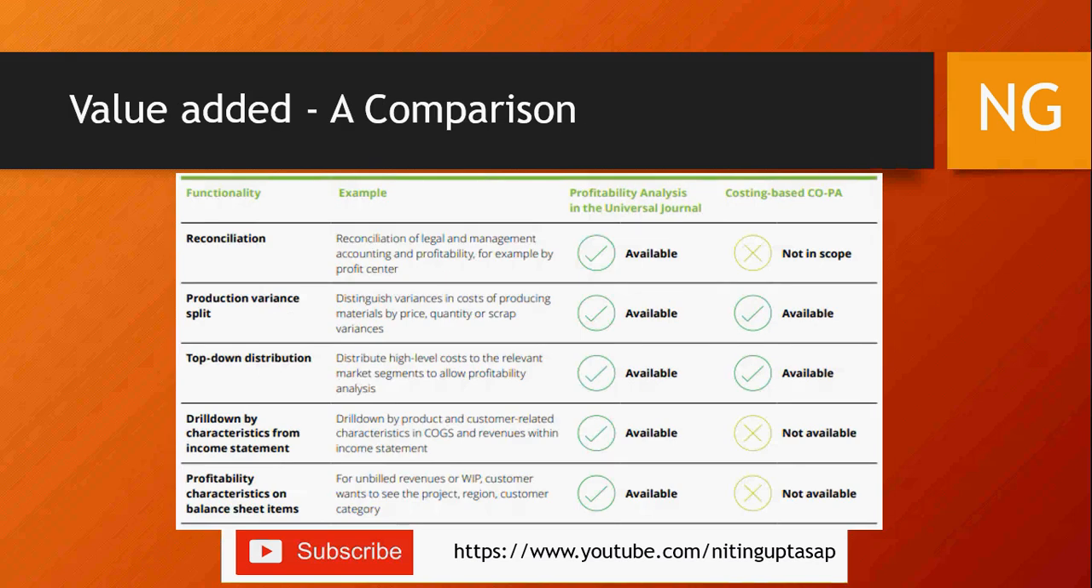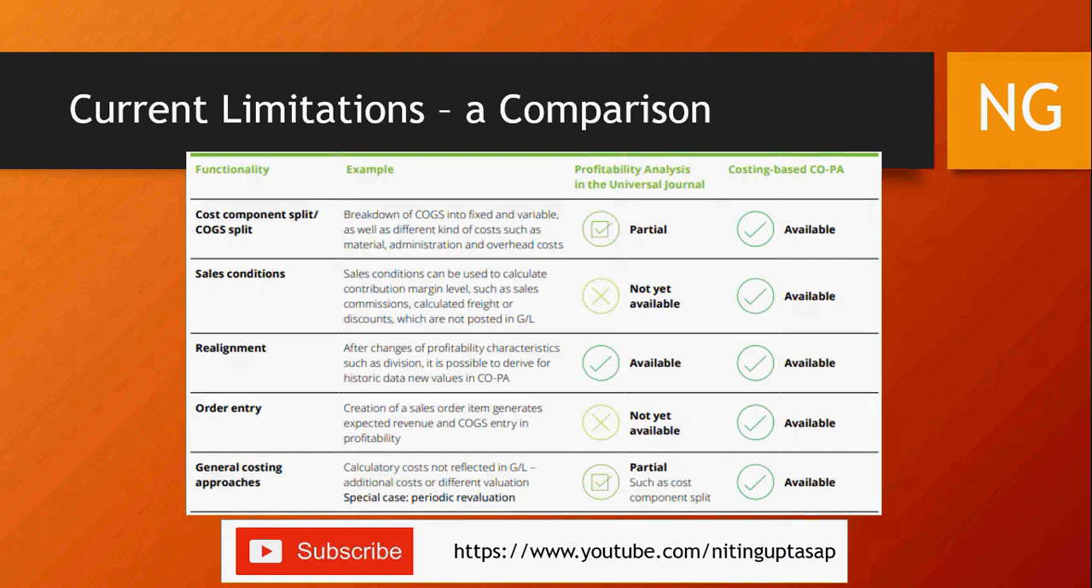So in this screen we have value adds, and in this screen we have limitations of both the COPAs. One screen says this is good, another screen says this is good, like cost-based is good or simplified is good, but we have to understand from business perspective or our requirement perspective what is good.